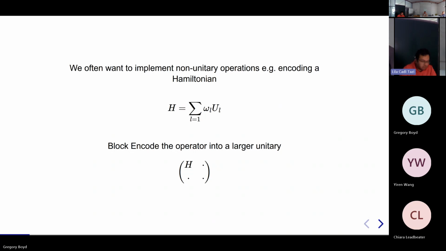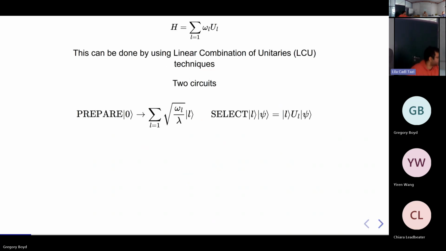So we have this Hamiltonian, and we want to block encode it. What's the canonical way of doing this? The usual way is the linear combination of unitaries, LCU, technique. And this usually involves two ingredients. They're called prepare and select. The prepare circuit simply loads these coefficients into a register along with some index. And the select circuit takes that index and applies the unitary corresponding to that coefficient onto your state register, which is just whatever state currently corresponds to your system.